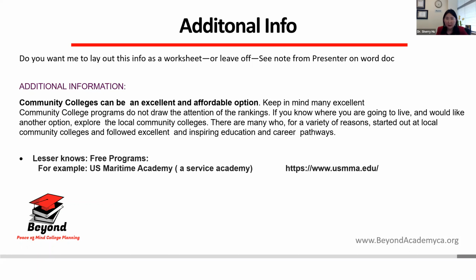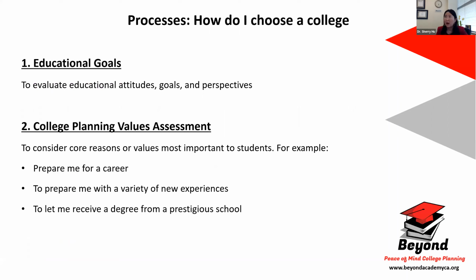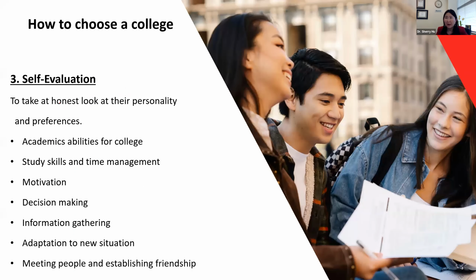So let's go to the next one. Okay, so we put together something you need to consider and the process, how we help you. We will help you understand your educational goals and the values that help you decide which school is good for you, and do a lot of self-evaluation so you are clear on your capabilities and your skills, and how you can make decisions and gather information on whether that school will be the best fit for you or not, right?